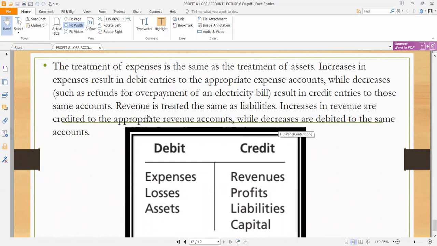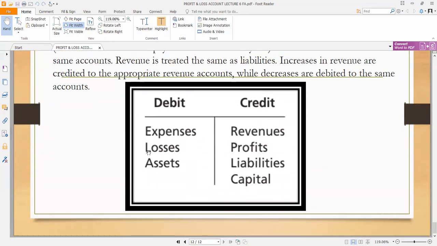Now revenue is treated the same as liability. Increases in revenue are credited to the appropriate revenue accounts, while decreases are debited to the same account. It is actually shown in a simpler way. We're talking about debit and credit. For debit, we are talking about expenses, losses, and assets, meaning that it's a liability to the business.